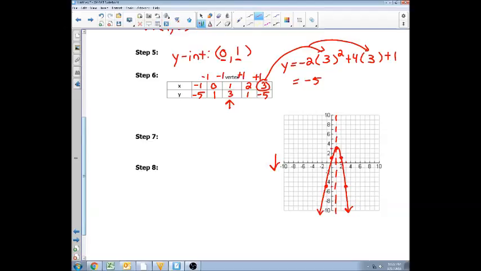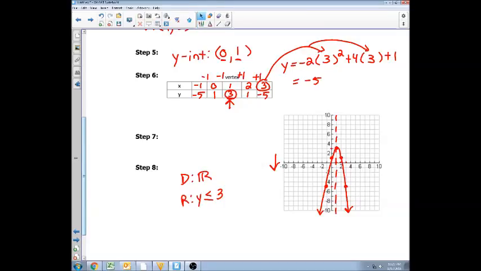Okay, the last step, and don't forget this step. A lot of people in the past have. It is my domain and range. My domain is always all real. My range is going to be y. I need to know whether it's going to be greater than or less than. Well, since my graph is opening down, it will be less than or equal to. I will use my y number at my vertex. So it would be y is less than or equal to 3. All right, well, that is the end of our lesson.